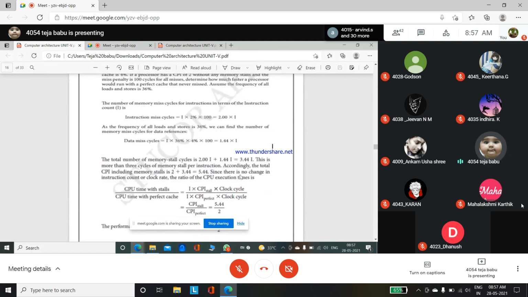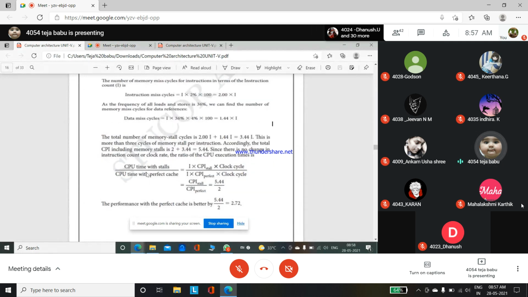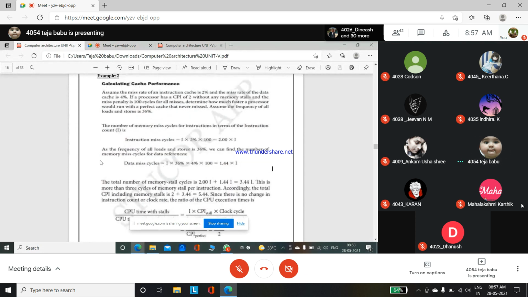Since there is no change in the instruction count or clock rate, we neglect all the other things. The ratio of CPU execution times can be written as CPU time with stalls divided by CPU time with perfect cache. The CPI without any memory stalls is 2, this is CPI perfect, and for CPU time with stalls we got 5.44.